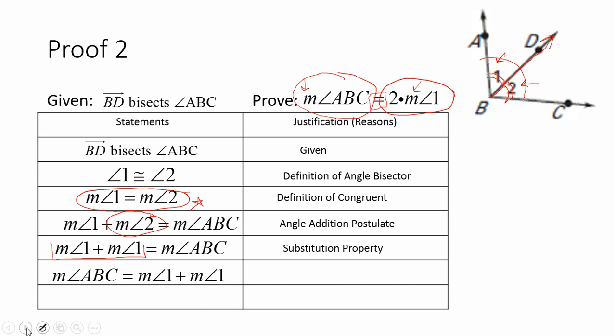And then I need to go ahead and flip my statement around by the symmetric property, because notice in my end goal, the measure of angle ABC needed to be on the left, and my 2 times measure of angle 1 needed to be on the right. So I'm almost there. I have the measure of angle ABC on the left, I have the equal sign, and I have measure of angle 1 plus measure of angle 1. Now that is essentially 2 times the measure of angle 1, right? And we know that because we're essentially simplifying or combining like terms. So this is proof number 2. It's a little bit tougher because we had to add in the angle addition postulate, which wasn't so obvious there.